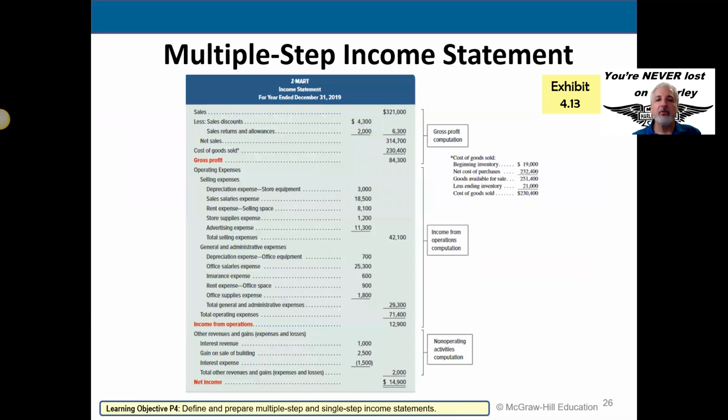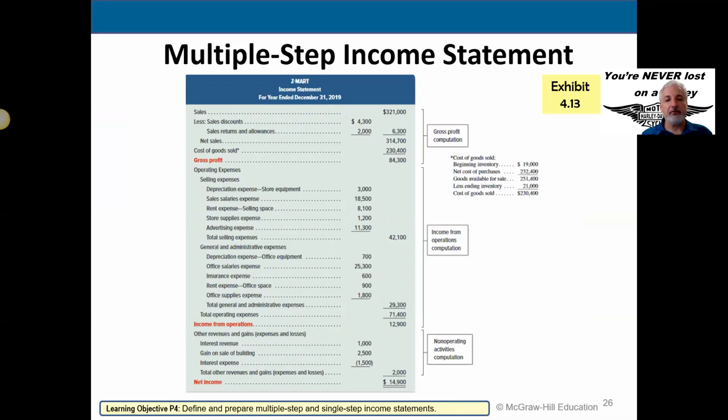And adjusting entries. So this I want to be clear. The multi-step income statement we mentioned has gross profit. So we have revenues, less discounts, less returns and allowances for net sales. Then we have cost of goods sold, and we have a gross profit. Then we have all kinds of expenses: depreciation expense, sales salary expense, rent expense, store supplies expense, advertising expense, total selling expenses. There's our selling, and there's our G&A, general administrative: depreciation on the office equipment, office salaries, insurance, rent, office supplies, total, and we have total operating expenses. Income from operations. That's from the stuff we do every day.